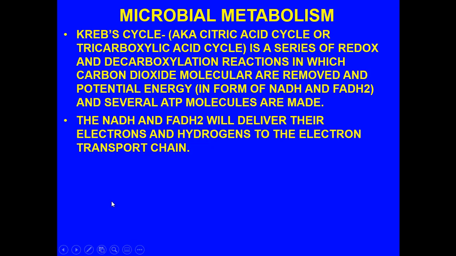Now let's talk about the next couple of steps that are occurring in the mitochondria, or in prokaryotes, it would occur in the cytoplasm and the cell membrane of the microbe, let's say bacteria. Krebs cycle, otherwise known, it goes by several other names: citric acid cycle, tricarboxylic acid cycle. This is a series of redox and decarboxylation reactions in which carbon dioxide is removed and potential energy in the form of NADH and FADH2 and several ATP molecules are made. The NADH and the FADH2 will deliver their electrons and hydrogens to the electron transport chain.